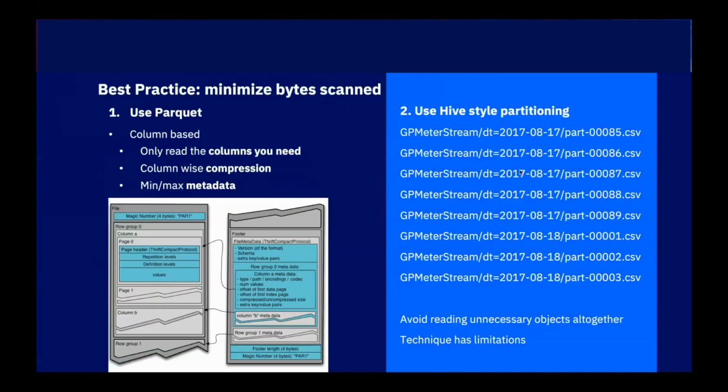You should combine it with layouting, and there's a best practice called Hive-style partitioning that has evolved over the years in the Hadoop ecosystem, which we support exactly the same way on Cloud Object Storage. It means the file name, or in our case the object name, includes a naming convention for certain grouping of values of the data.